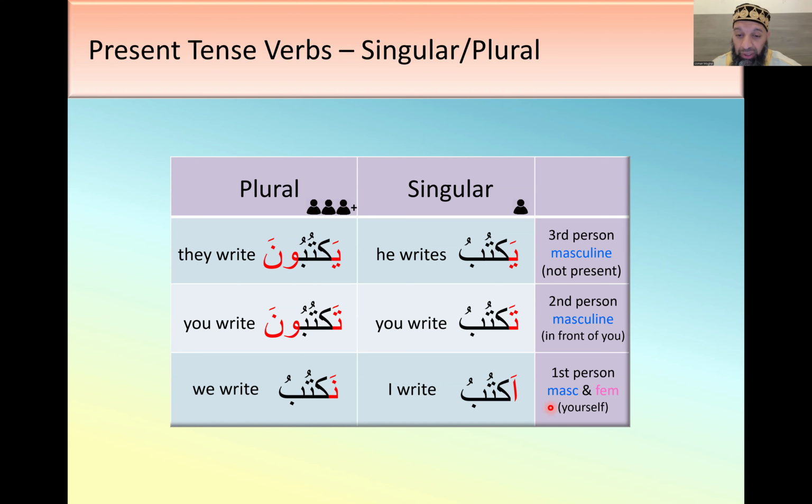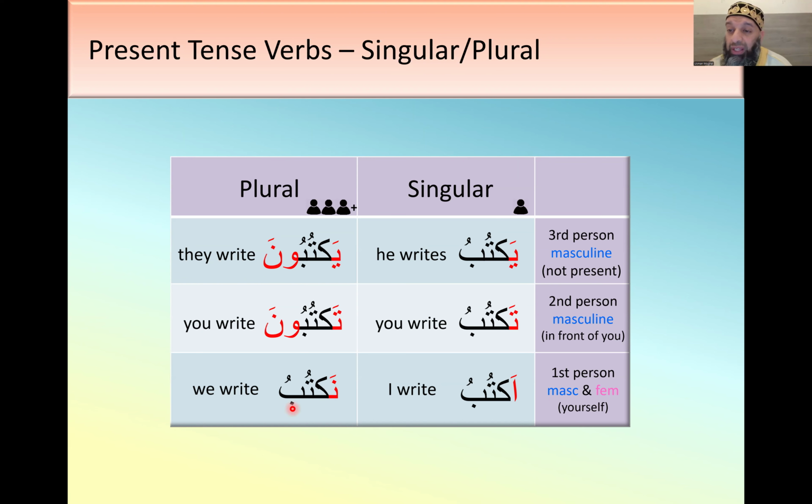Let's look at the next one. First person, aktubu. Aktubu means I write. Remember, when you know the vowel of that letter there, that vowel stays all the way through. It doesn't change. Once you know what it is, it stays the same for all the present tense configurations. So aktubu means I write. Naktubu means we write.